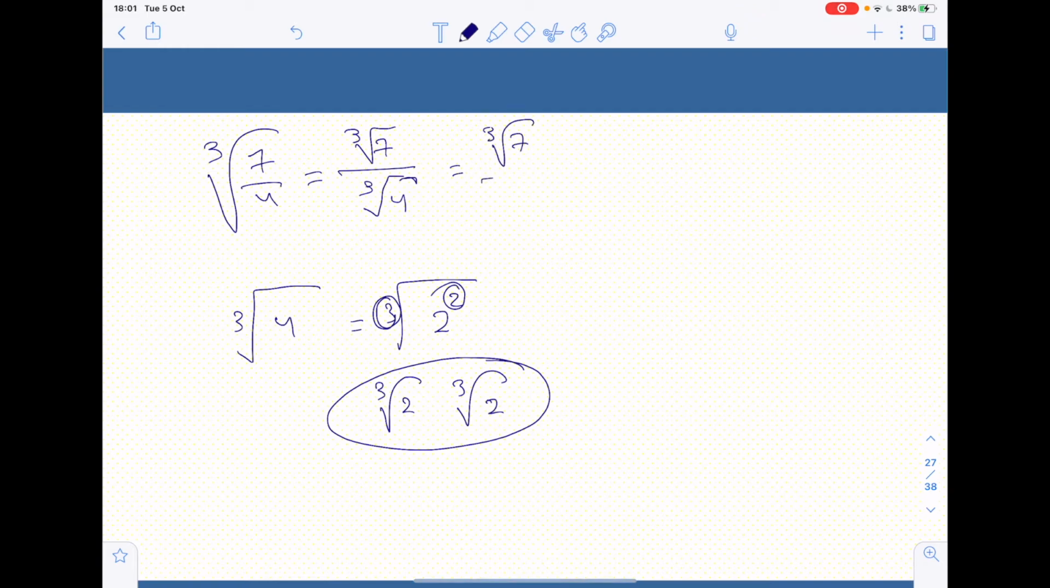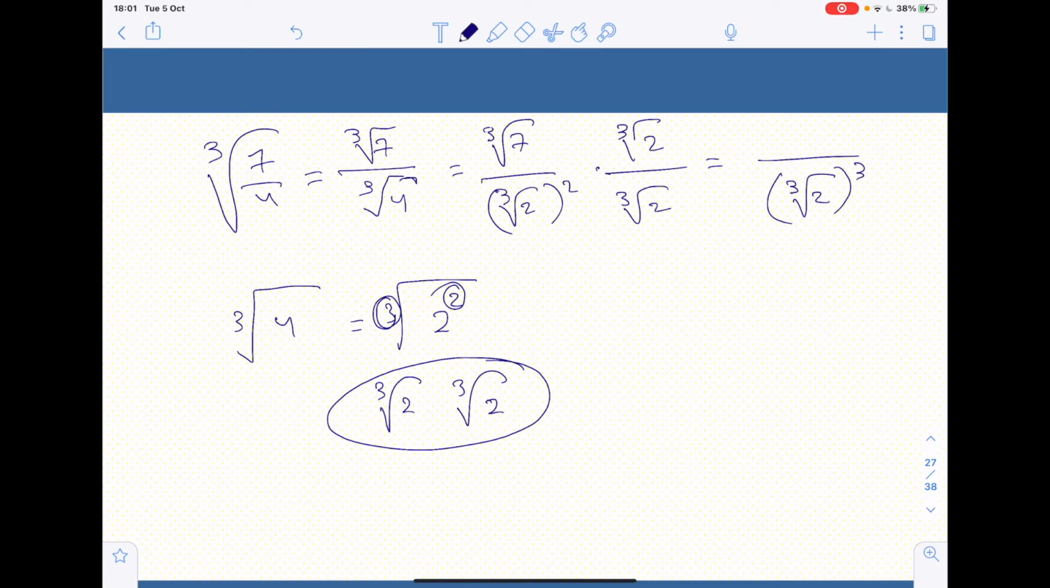Third root of 7 times the third root of 2 to the power 2. So I need to multiply up and down with the third root of 2 only. In the denominator, I would have the third root of 2 all to the power 3, and in the numerator, I would have the third root of 7 times 2, which is 14, so the third root of 14. Now the power cancels the root, and I am left with 2.